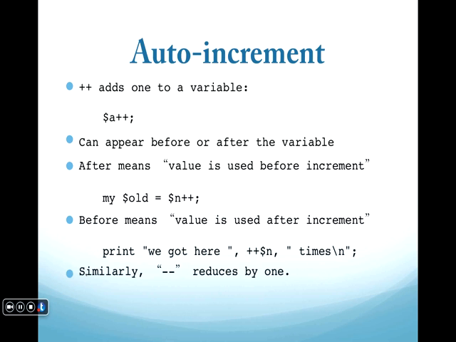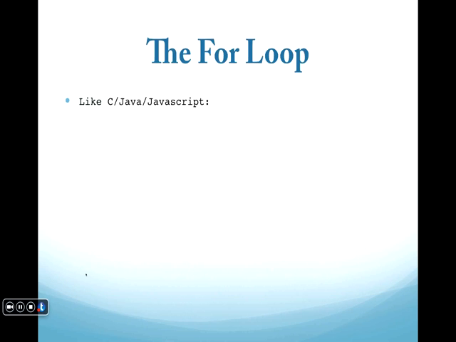Similar to increment, you can decrement by using minus minus. The for loop, of course, you have a for loop. So how it works, like Java and C and JavaScript. First, for, we have the initializer, then the Boolean test, then the increment, and then the body of your for.